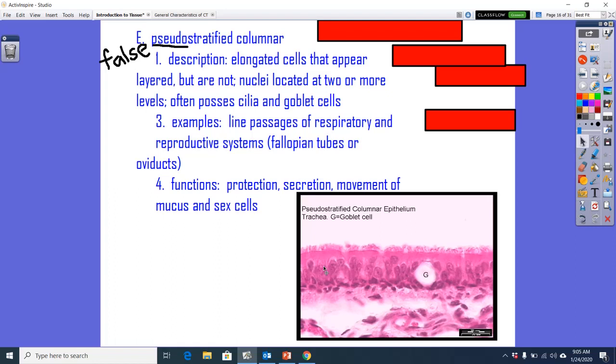In the reproductive tract, it's going to be good for moving sex cells or moving an egg in the female reproductive system. The function is protection. It's protected because it's got this goblet cell here, and that goblet cell is going to produce mucus. Also, that follows with secretion. It's going to secrete that mucus onto the cilia.